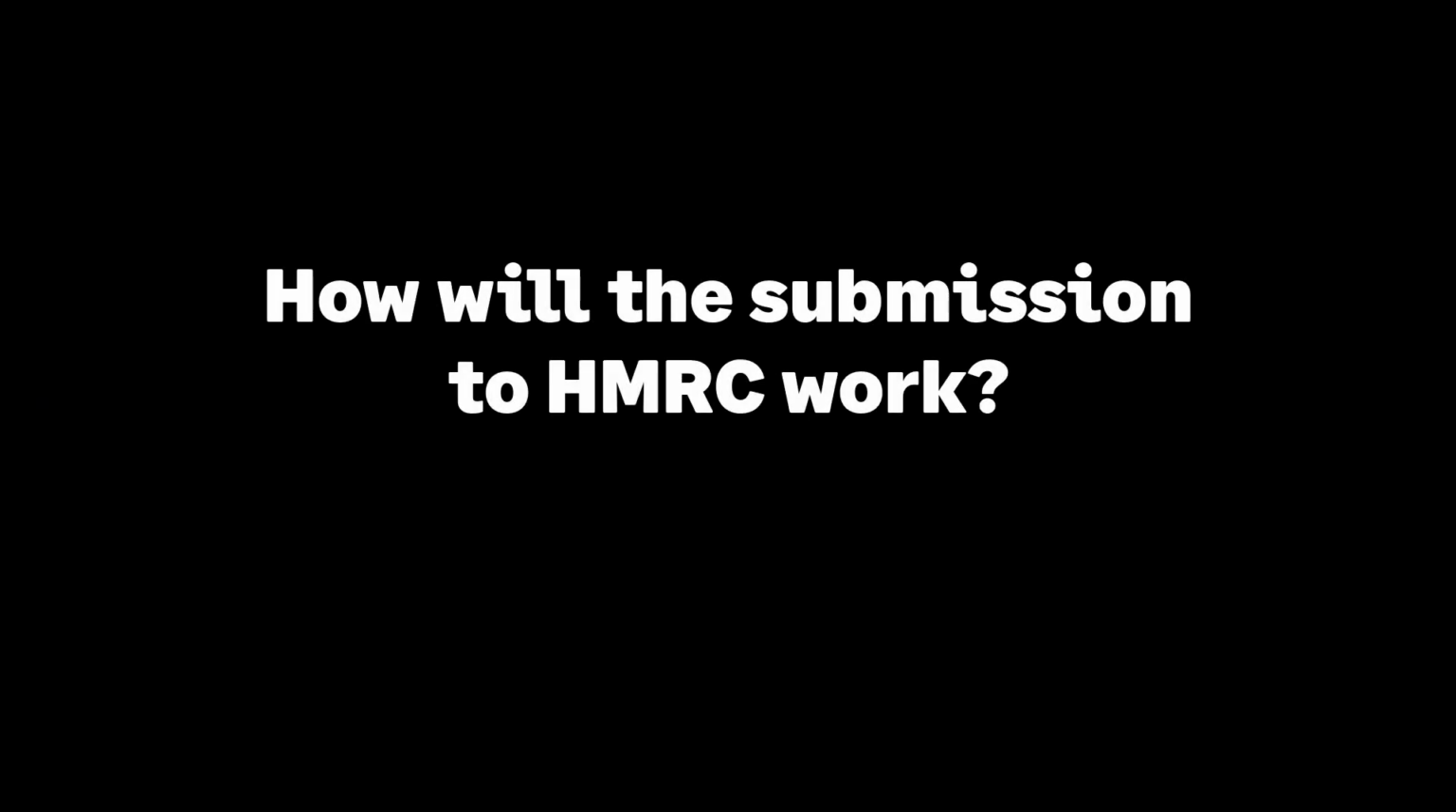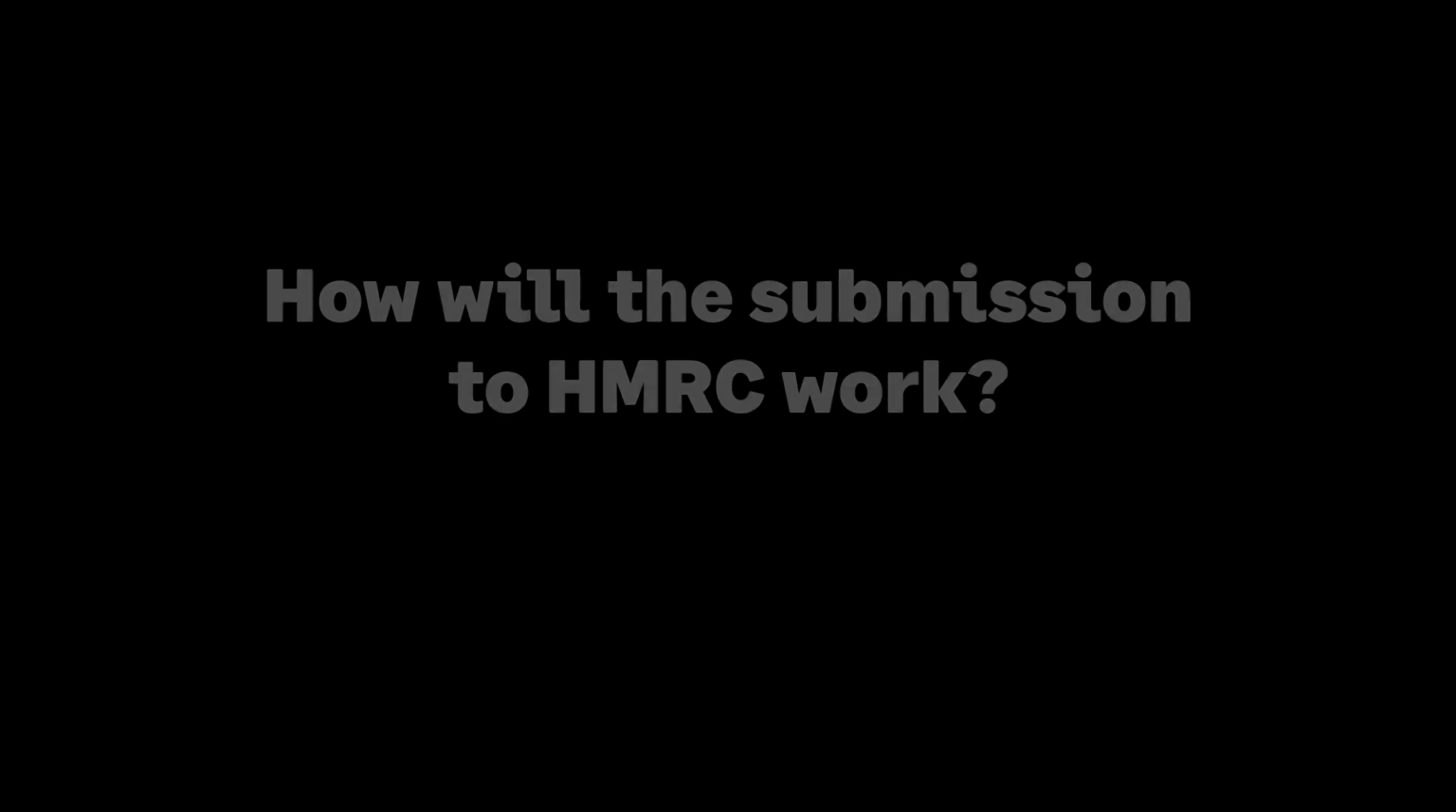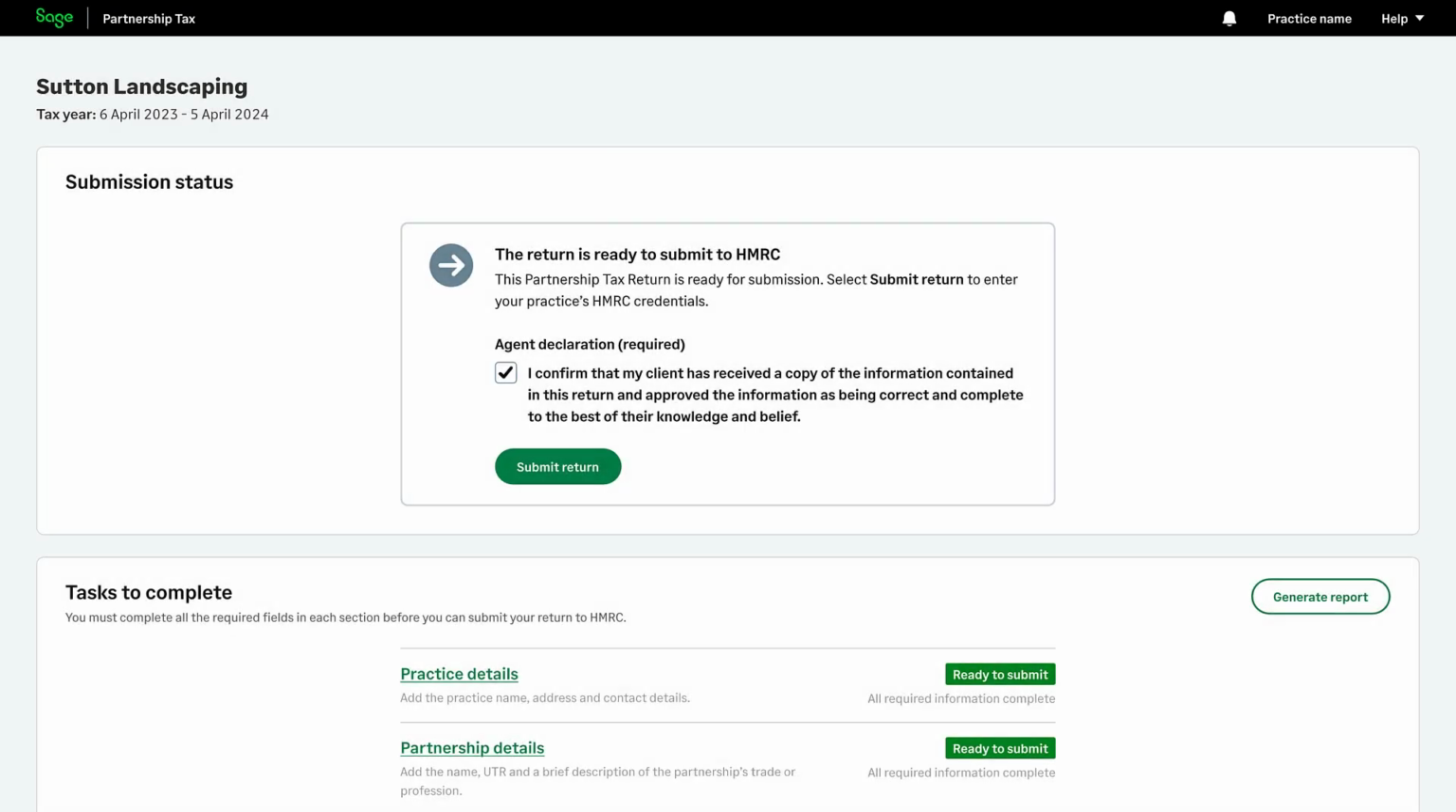Before we wrap up this demo, let me show you a quick preview of how the submission will work in Partnership Tax when we go live with the submission module at the beginning of April. As we do with all our Sage products, including the Compliance for Business apps, we ensure the submission of data to HMRC is a simple and straightforward process, and the submission in Sage Partnership Tax is no different. The submission status section will be displayed on the main page, giving you an instant view of whether the return for your client is ready to submit.